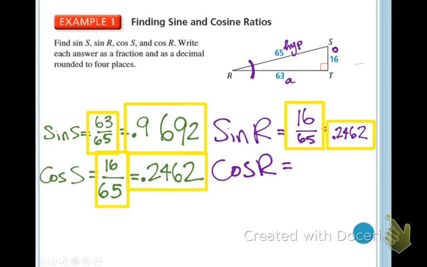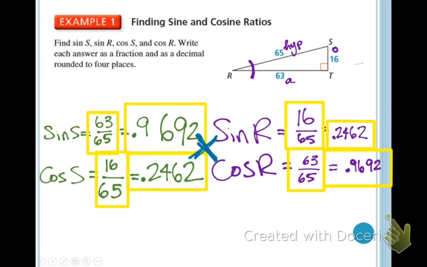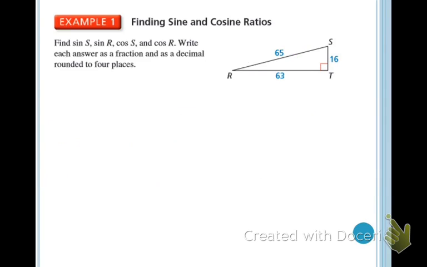The last one is cosine of R, which is adjacent over hypotenuse. So here, my adjacent is now 63 over 65, which becomes 0.9692. So if you notice, do you notice the pattern here? You should. So sine and cosine have a relationship with each other. And that's what leads us to the next part of this lesson.